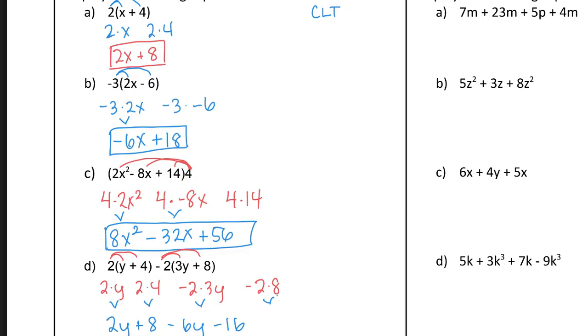Now we need to combine like terms. So here I see I have 2 variable terms, 2y and negative 6y, and then I have 2 constants. So we're going to combine those together. So 2y minus 6y is going to be negative 4y, and then 8 minus 16 is going to be negative 8.